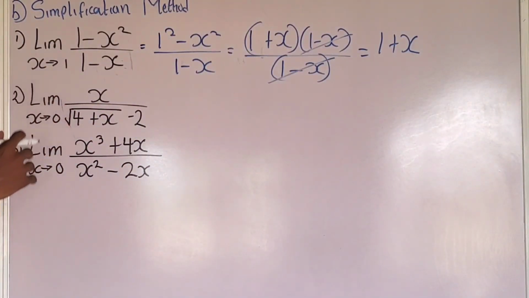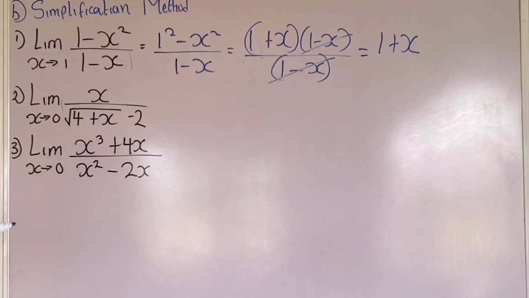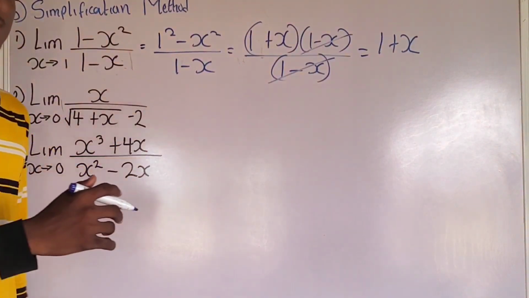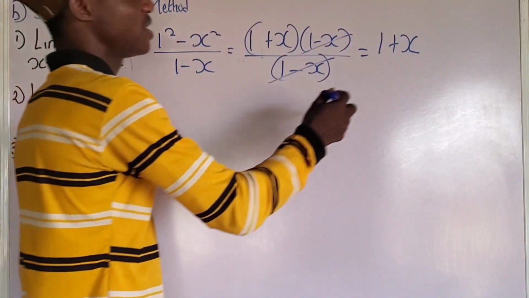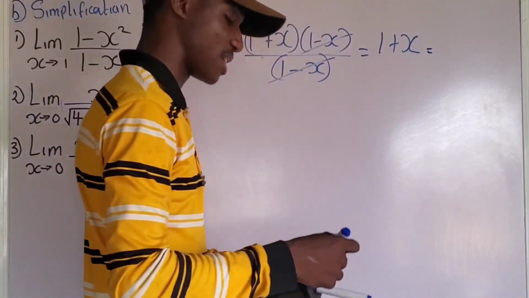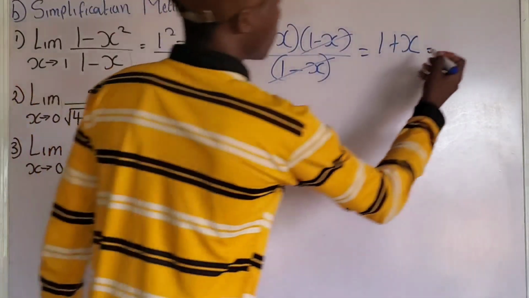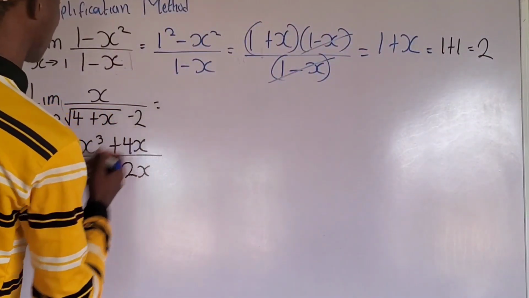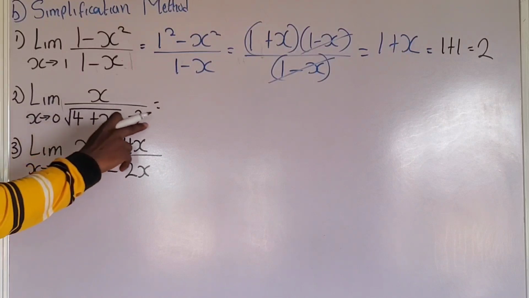So, in this case, you make use of the simplification method. If you substitute the value of x as 1, the value will be 0 over 0, and that is indeterminate, you understand? That is why we proceed to simplify the function before we substitute the value of x as 1. You get it? Having simplified the function, we have 1 plus x. Now we can substitute the value of x as 1. So I'm going to have 1 plus 1, which is what? 2.